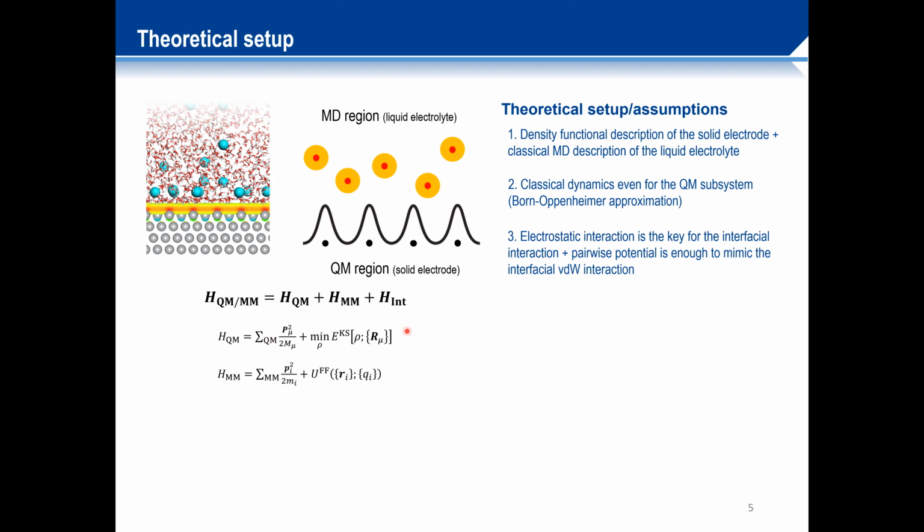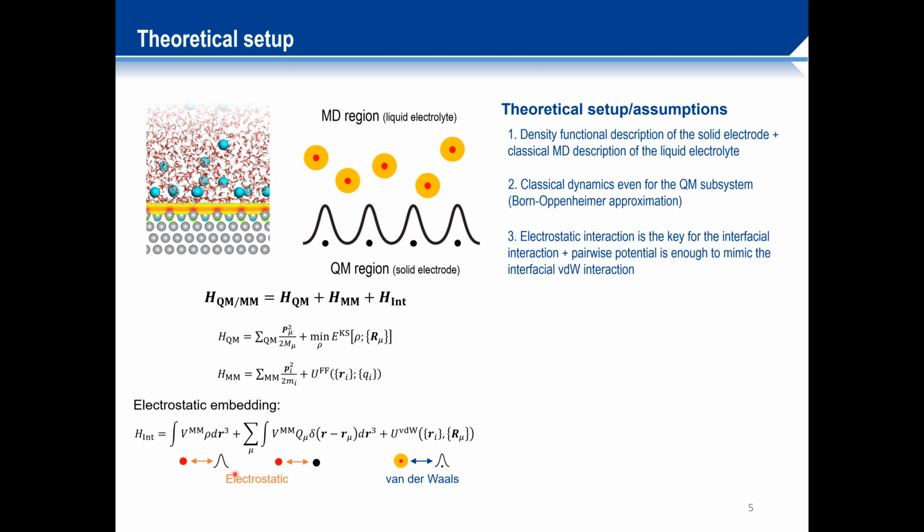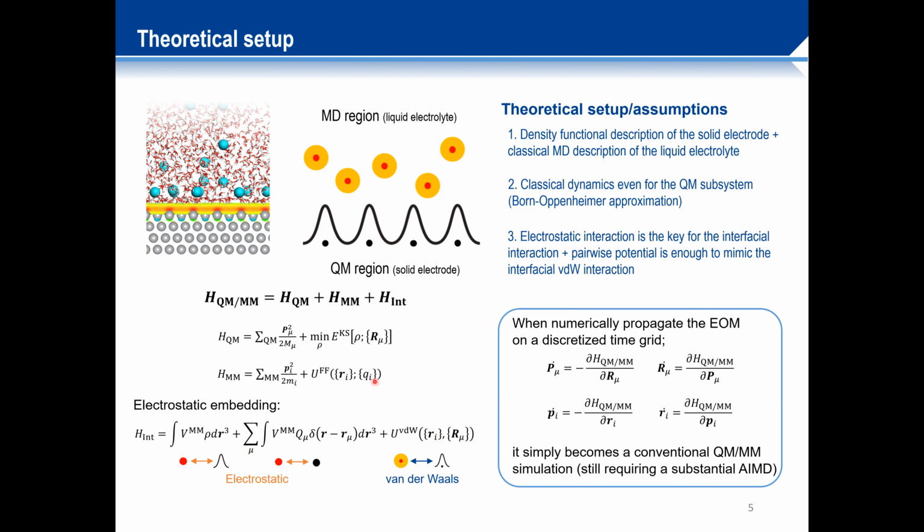In such a QM/MM type of theory, the biggest headache is always the interface Hamiltonian. But here, if we neglect any strong chemical interaction between the liquid and the electrode, the electrostatic interaction and the van der Waals interactions are modeled using pairwise potentials. Of course, if we arrive at such a mixed Hamiltonian, we obtain the classical equation of motion, and if we numerically solve it on a discretized time grid, that is the conventional QM/MM.